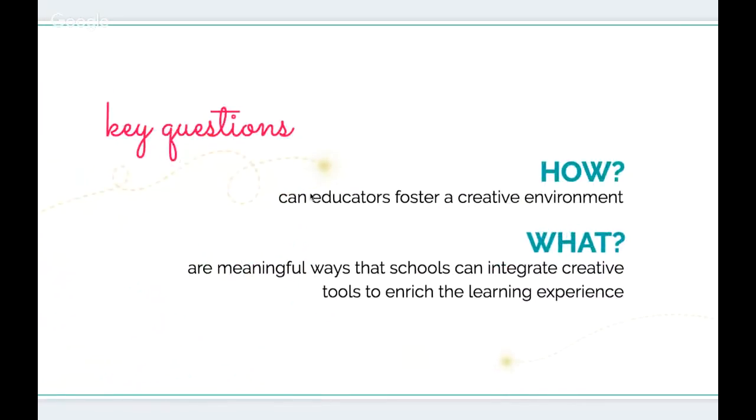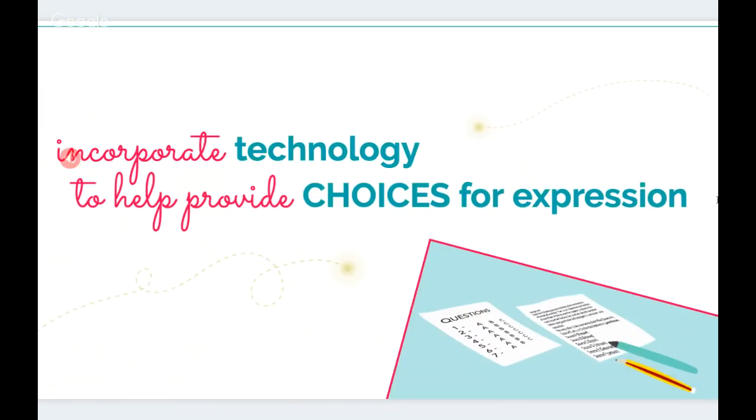So now some key questions. How can educators foster a creative environment in their classrooms? And what are meaningful ways that schools can integrate creative tools to enrich the learning experience? So we've come to know that one way to do so is by incorporating technology to provide freedom of choice for expression. Technology allows students to choose the medium for communicating and expressing their ideas. Students can practice communicating orally, visually, with text using technology in one tool easily and really from anywhere, whether they're at home, the library, the classroom, or traveling.